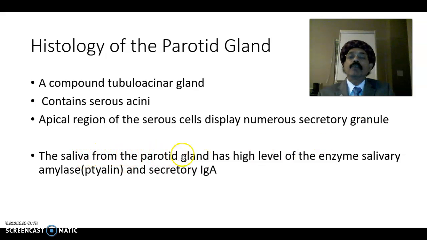The saliva from the parotid gland has a high level of the enzyme salivary amylase, also called ptyalin, and secretory IgA. That IgA should come from the plasma cell. That plasma cell is present in the connective tissue septa.